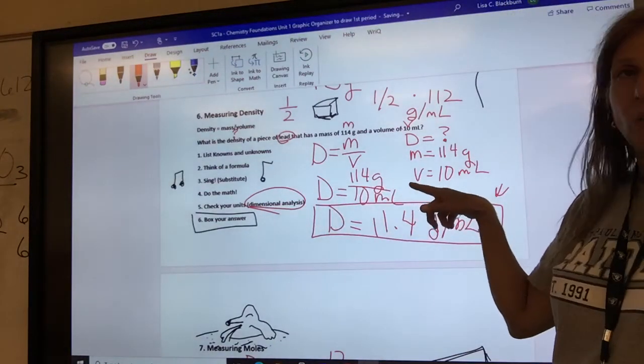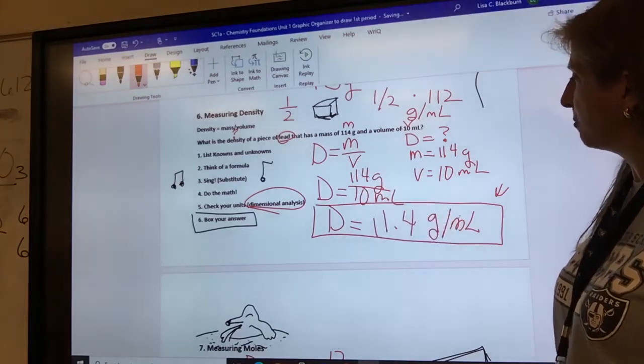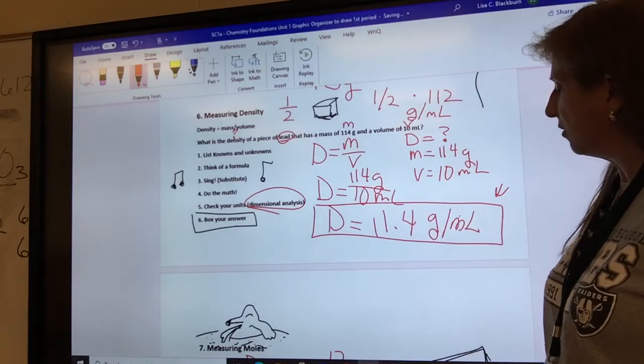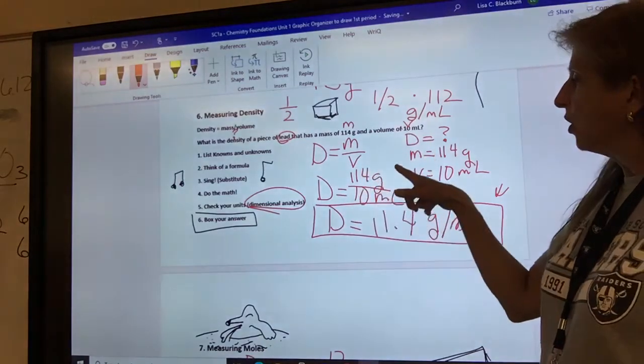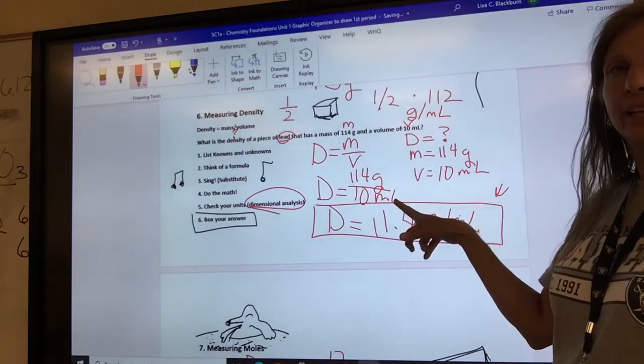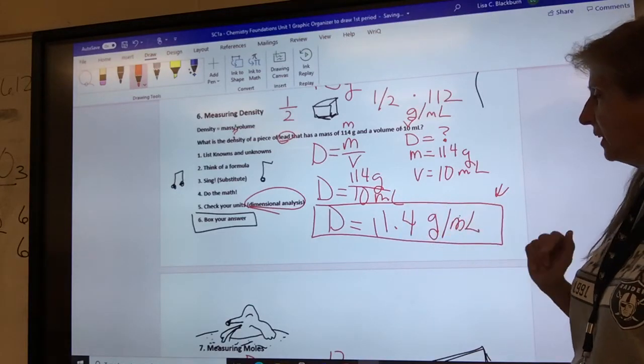And then you do the math. A fraction bar means divide, right? So you do 114 divided by 10, and we get 11.4. And we do the math to our units too. Grams are divided by milliliters, so the unit is grams per milliliter.